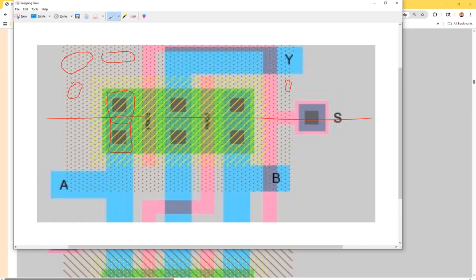I mean, when we are drawing anything above the P plus, you don't really care about the lower layer anymore. You just start drawing the correct width of the metal. Right? You don't care about the bottom anymore. The bottom is done. It's already sealed or covered.